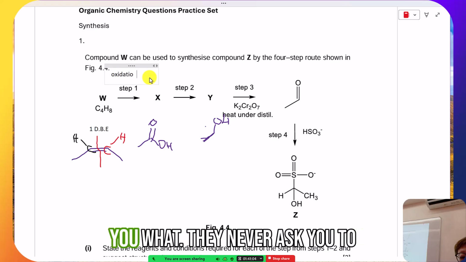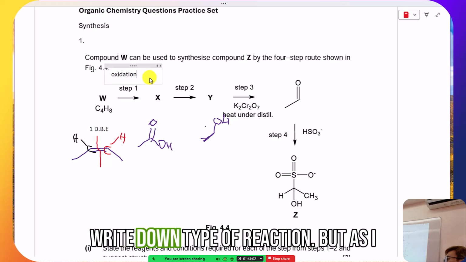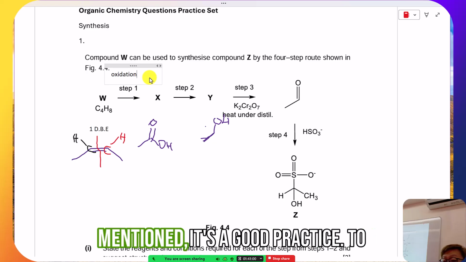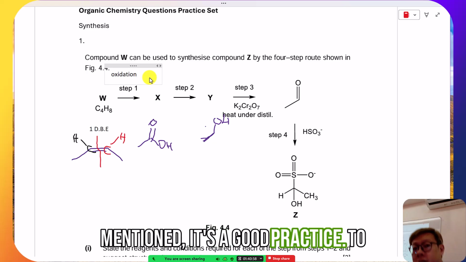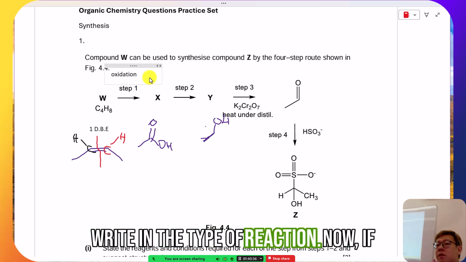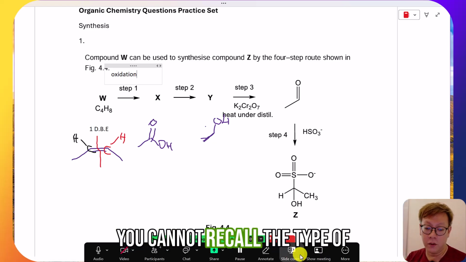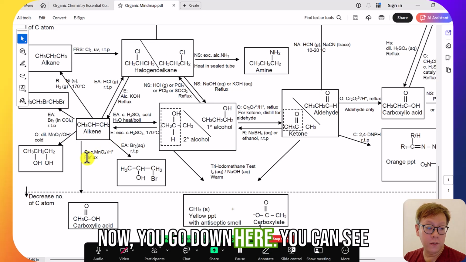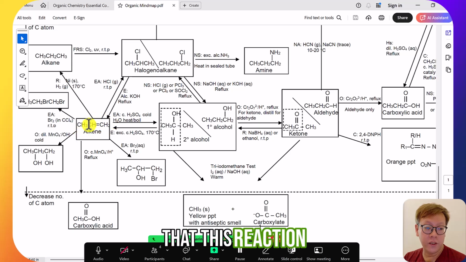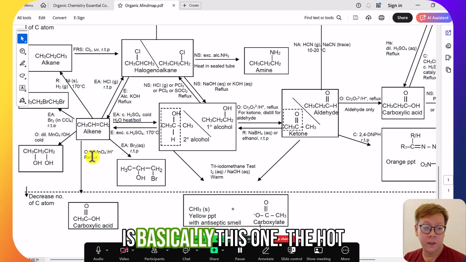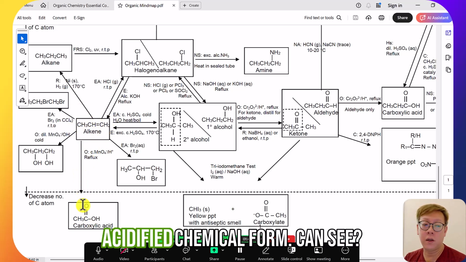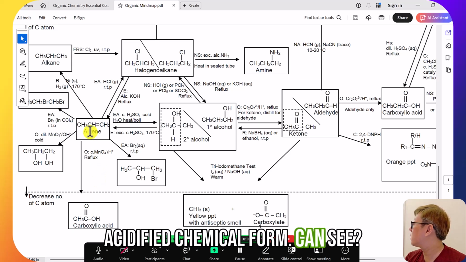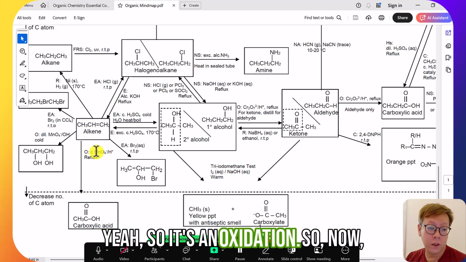Now, they never ask you to write down the type of reaction. But as I mentioned, it's a good practice to write in the type of reaction. Now, if you cannot recall the type of reaction, let me show you all again. You go down here, you can see that this reaction is basically this one, the hot acidified KMnO4. Can see? Yeah, so it's an oxidation.